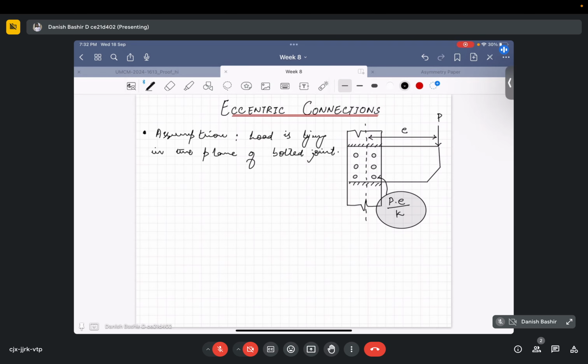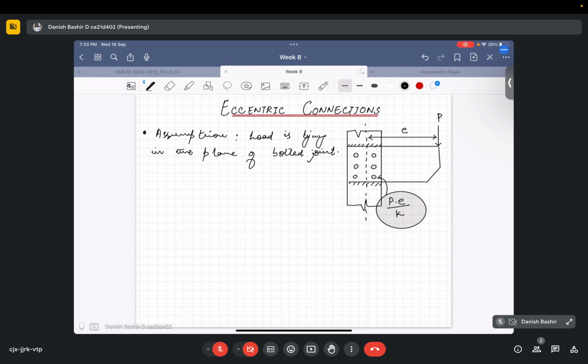It is important to assume here that the load is lying in the plane of the bolted joint, because if we consider out-of-plane loading as well, first it is with some eccentricity and then it is out of plane, so there will be one more additional moment due to the out-of-plane eccentricity. The calculation will become very complex, so that's why we are not considering that case here. So the first assumption is that the load is acting in the plane of the bolted joint.